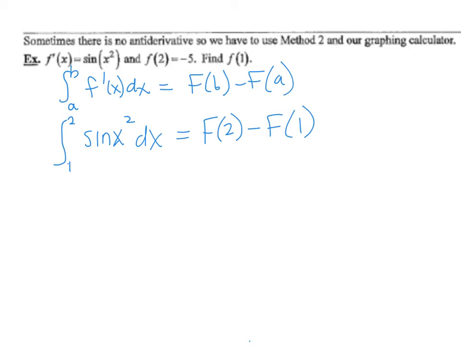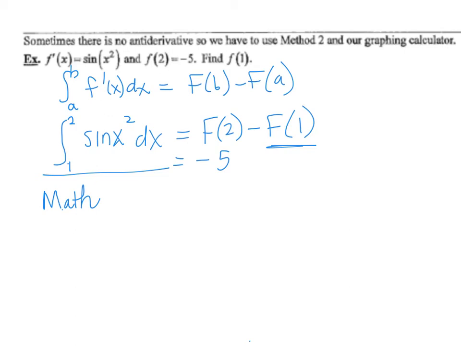Okay, so we know that f of 2 is -5, and then we don't really know what this is, because there's no way to use substitution to find it. There's no way to use integration to find it. So we have to put that in our calculator. And so what you want to do is go to your math, and you want to look for the integration, which I think is 8, and then put that in your calculator to solve it. So we want to solve for f of 1.